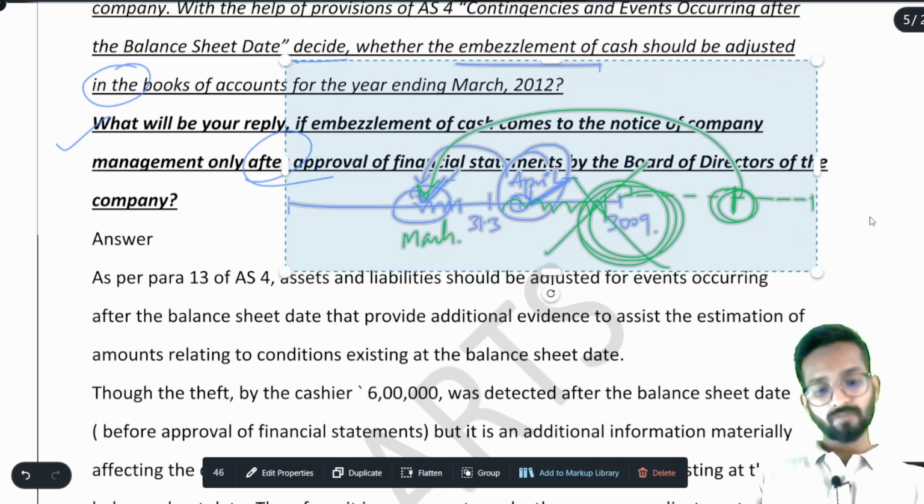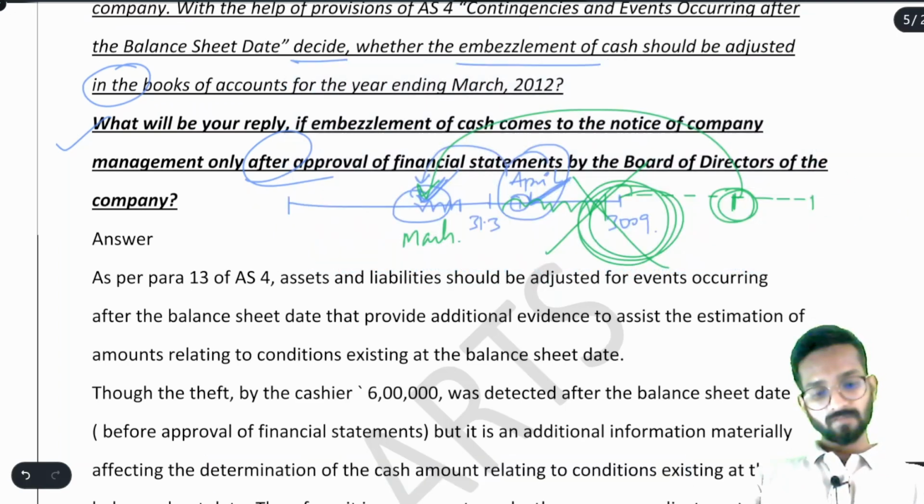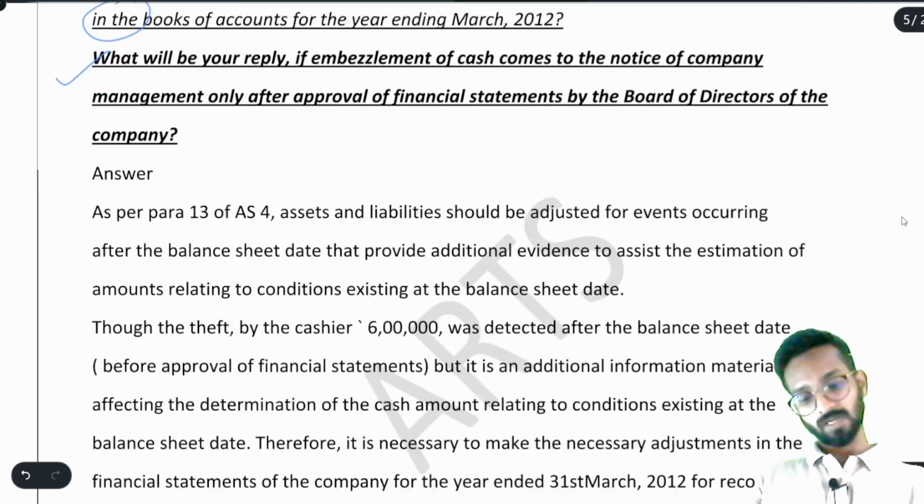Now, so sir, what will we write for the second answer? That is not covered by AS4, and we can say it will be covered by AS5. You can say prior period item. See how.